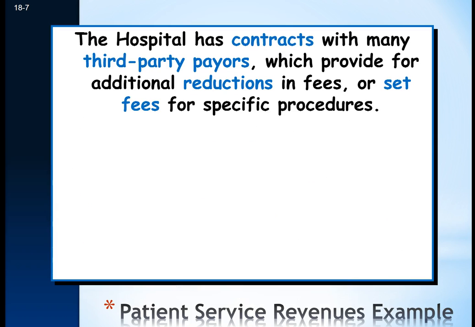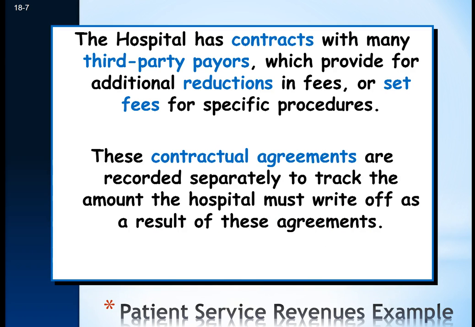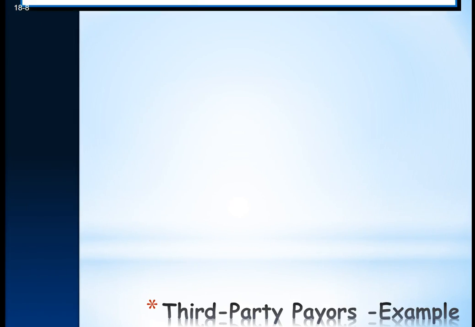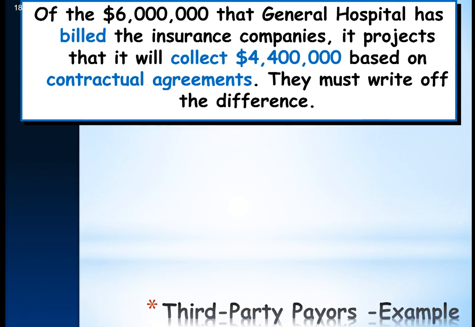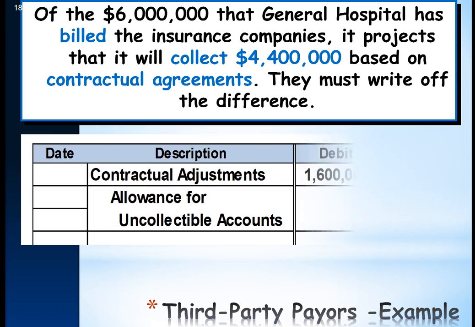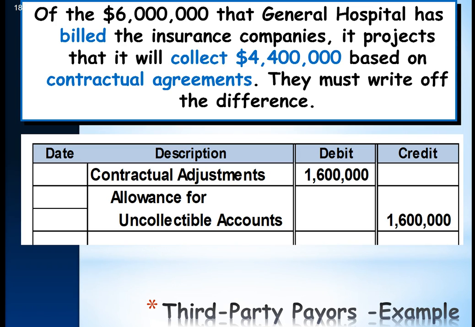The hospital also has contracts with many third-party payers, which provide for additional reductions in fees or set fees for specific procedures. These contractual agreements are recorded separately to track the amount the hospital must write off as a result of these agreements. So, of the $6 million that General Hospital has billed the insurance company, it projects that it will collect only $4,400,000 based on contractual agreements. They must write off the difference. So, contractual adjustments is going to be an expense, and allowance for uncollectibles will go against the allowance account.